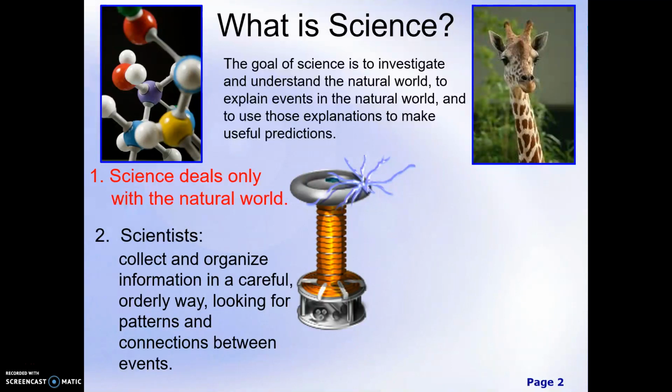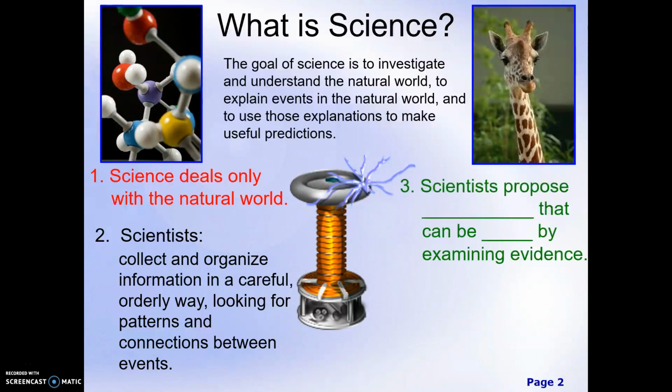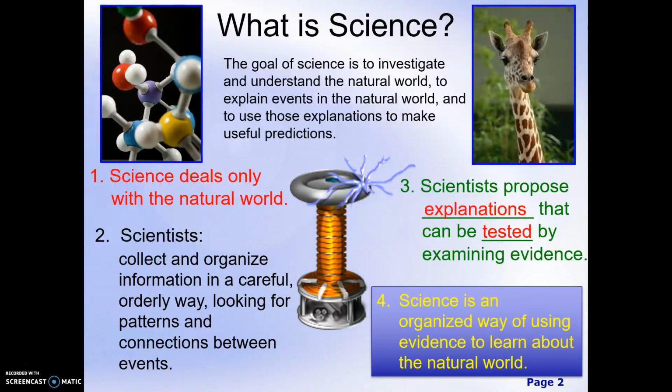So what scientists try to do is to collect and organize information in a careful, orderly way. And they're really looking for patterns and connections between things. There's patterns and connections between everything in science. So scientists propose explanations that can be tested by examining evidence. And science is really just an organized way of using evidence to learn about the natural world.